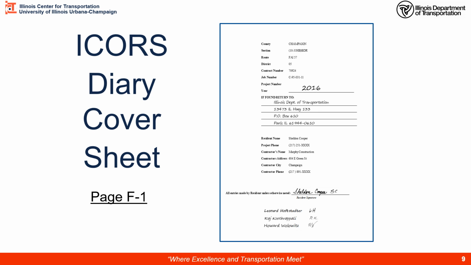Here is a statement: all entries made by the resident unless otherwise noted. This means the resident does not have to sign every day by putting entries in the diary. If it's someone other than the resident, just cross out resident, single line strike, and write in which job title will be maintaining the diary, and then they would sign an initial.